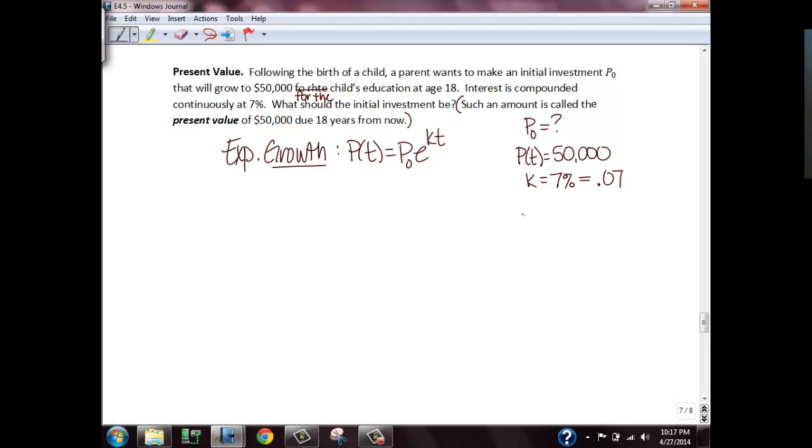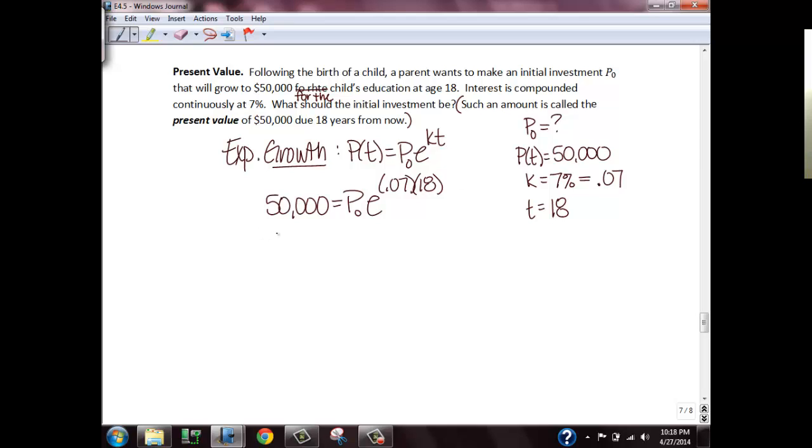And then, let's see, what else we need to know? And then our time. Our time would be 18. Because when this kid hits 18, that's when we hope he goes to college, he or she, and that's when we'd like him or her to have $50,000. So we're going to go ahead and plug everything in and then solve for P naught. So our ending amount is $50,000 is equal to our initial investment, which we don't know we're solving for, e raised to the k, which is 0.07, times my time, which is 18. And now we just solve.